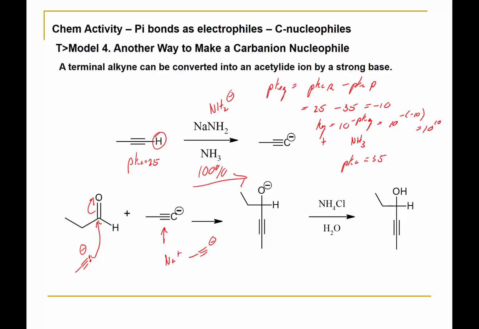You may have noticed that I'm using a different acid here rather than simply writing H+. The idea is that we should, in principle, use a relatively weak acid. And certainly the ammonium ion falls into that category. So this would represent the aqueous workup. Now, you may be wondering why it's important to use a weak acid.